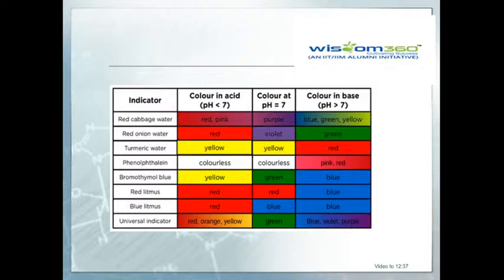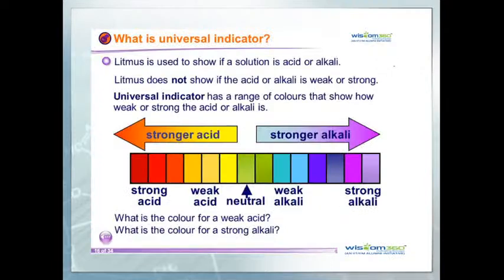It means if you want to find out whether a substance is a highly strong acid or a weak acid, or a strong base or a weak base or neutral, how to know about the strength of the acid? We can know about the strength of an acid or a base with the help of universal indicator. Here there is only one indicator, but universal indicator is a mixture of what? We know that litmus is used to show if a solution is acid or alkali. Litmus does not show if the acid or alkali is weak or strong.